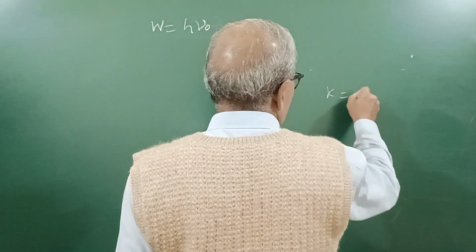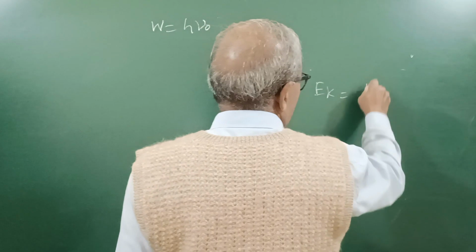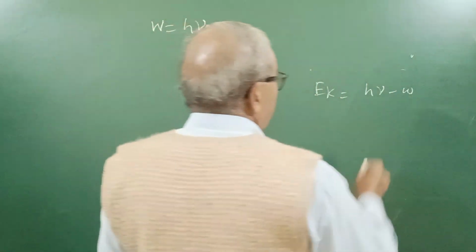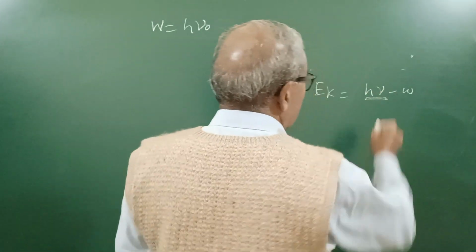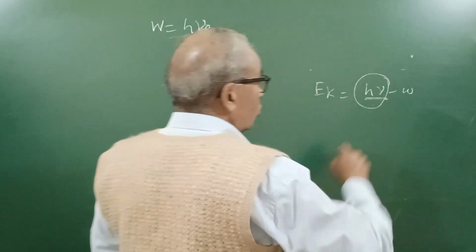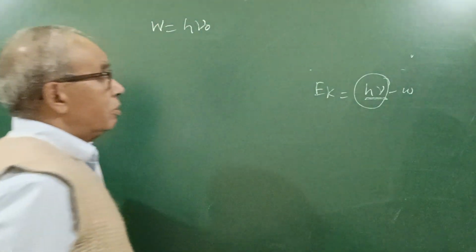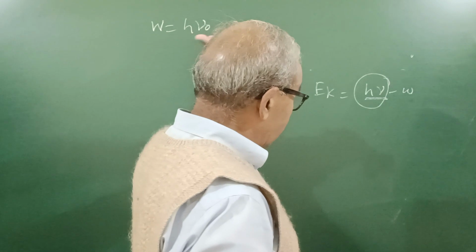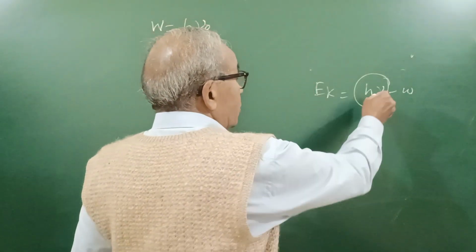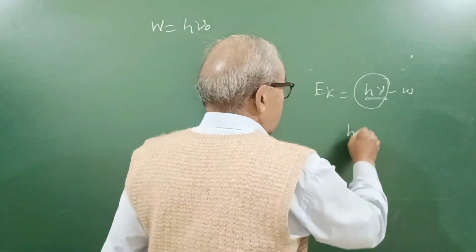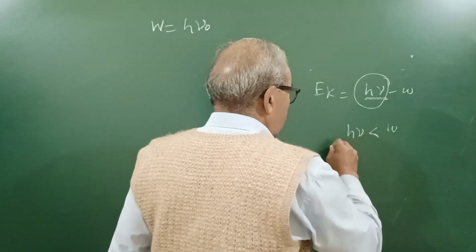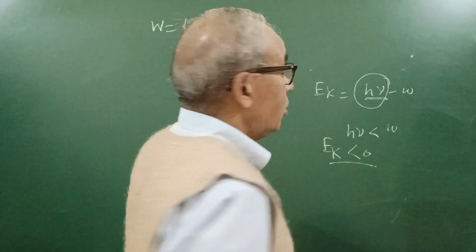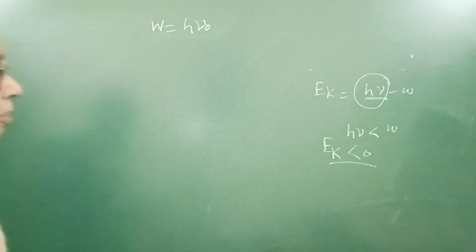kinetic energy Ek equals h nu minus W. If the frequency, that is the energy of the photon, is more than the work function, then Ek will be positive and an electron will be ejected. If h nu is less than W, then Ek is less than 0, negative, and no electron will be emitted.